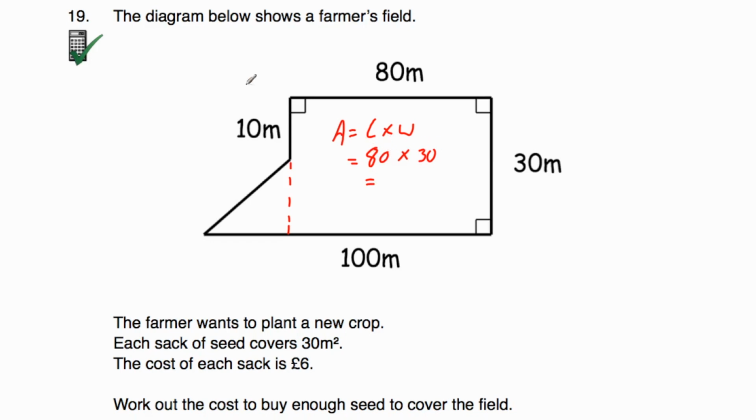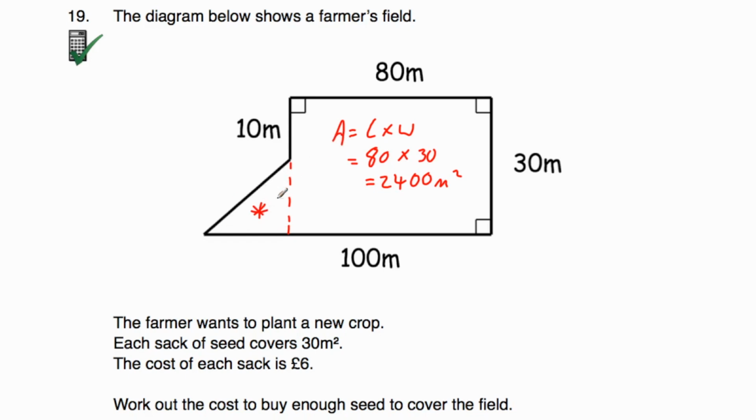80 times 30, it's a calculator question, so this is quite nice, you can just type that in. Or you can do 8 times 3 is 24 and put on our 2 zeros. So the area of this rectangular part of the field would be 2,400 square meters, or meters squared. Now we need to find the area of this triangle.